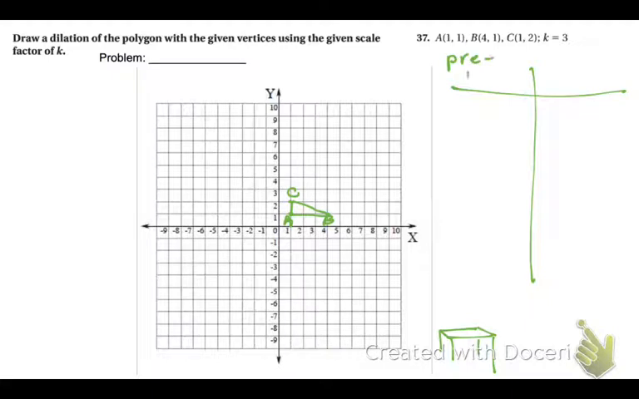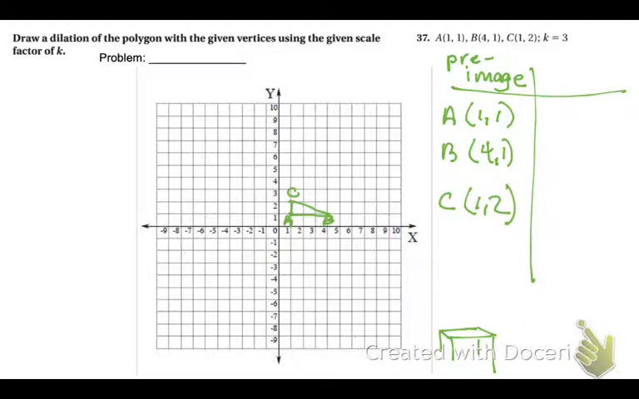Okay, pre-image is on this side. I'll leave that green. So our pre-image, A, B, C, 1, 1, 4, 1, 1, 2. I'm going to change colors for the image.